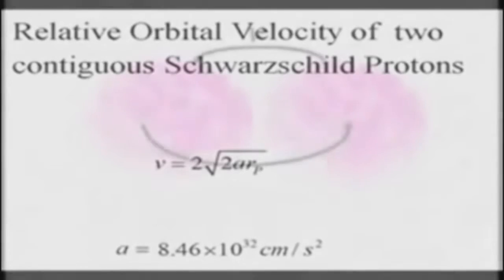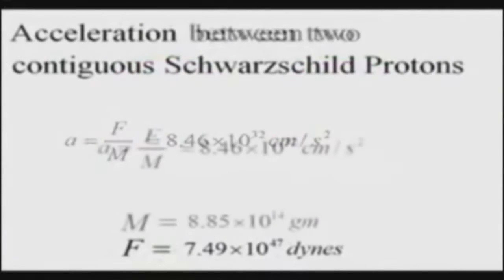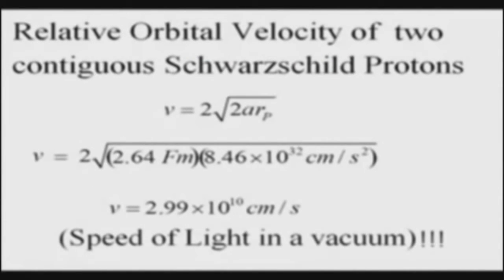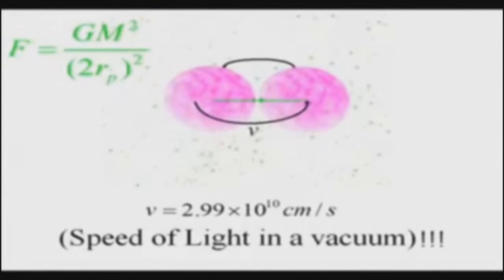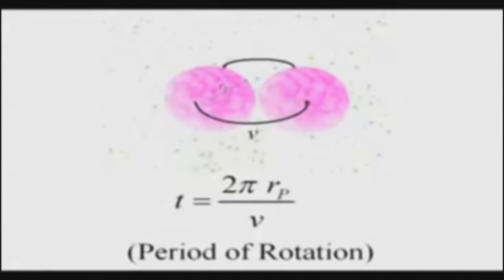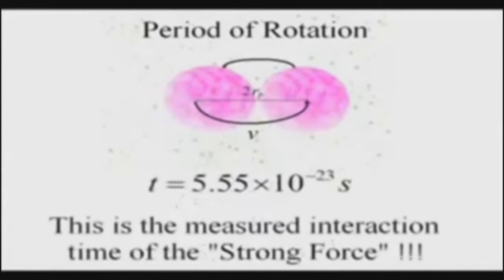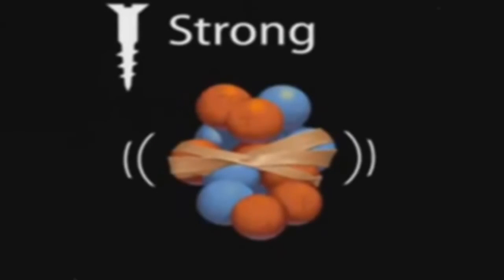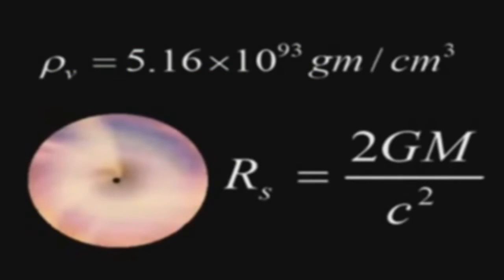If we then calculate the relativistic velocity of two Schwarzschild protons orbiting each other with their centers separated by one proton diameter, we get 2.99 times 10 to the 10th, which is also equal to the speed of light. This essentially means that the protons inside of a nucleus can be thought of as black holes orbiting each other at the speed of light. A fascinating concept. If we then calculate the period of rotation of this system, we get 5.55 times 10 to the negative 23 seconds, which also happens to be the characteristic interaction time of the strong nuclear force. So apparently the strong force is actually quantum gravity at work due to the black hole nature of the Schwarzschild proton.